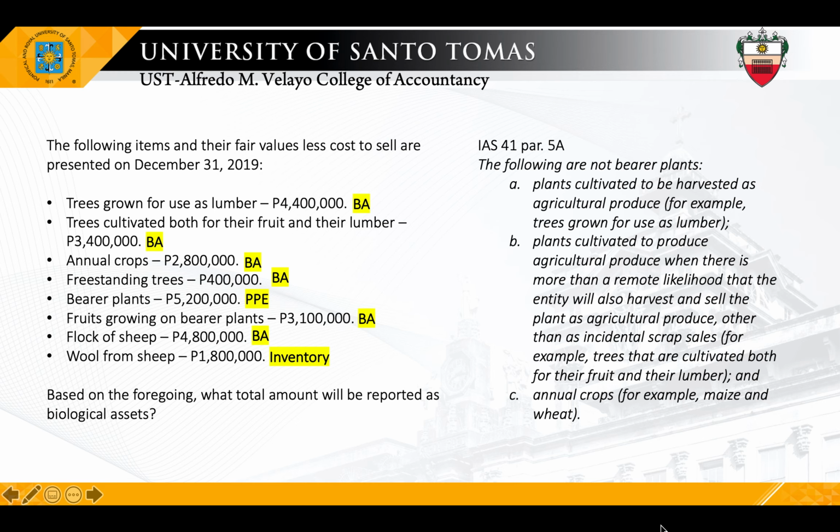So, what is the total amount to be reported as biological assets? So, 4,400,000 plus 3,400,000 plus 2,800,000 plus 400,000 plus 3,100,000 and plus 4,800,000, we have 18,900,000.